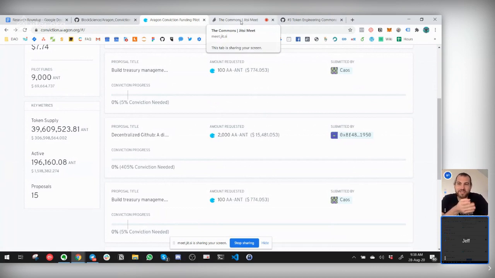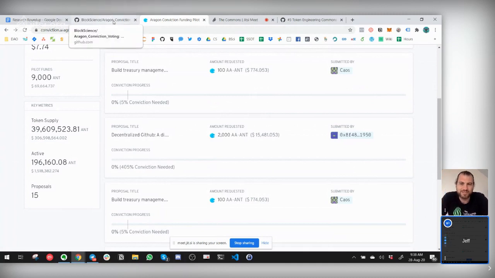What's interesting is if they continued the pilot and added another, let's say, 50,000 ANT, then this proposal would be able to actually be passed. So if more money came into the funding pool, then this proposal could get passed. But I don't think that's going to happen in this pilot, right? No, I don't think so, as far as I'm aware.